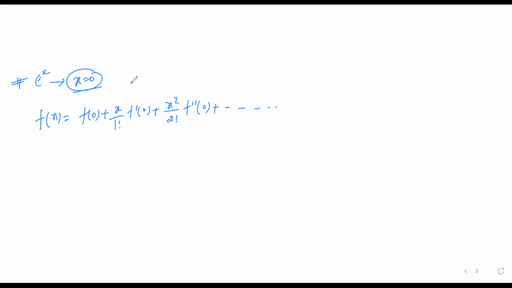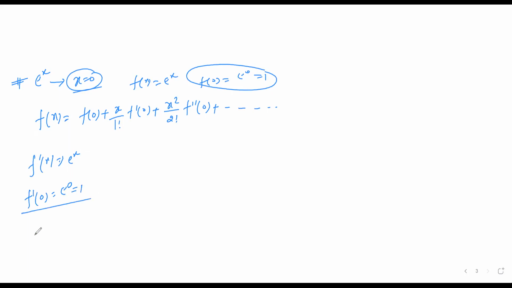So assume f of x is equal to e raised to x. First, put x is equal to 0. e raised to 0 is how much? It's 1. Same way, f dash of x will be how much? It will be e raised to x, the derivative is e raised to x. So put x is equal to 0, so e raised to 0 is 1. Similarly, f double dash of x will be equal to e raised to x only. And if you put 0, you'll get e raised to 0 is 1.